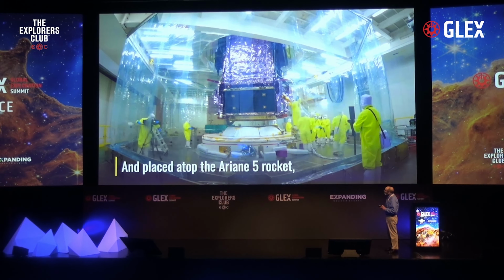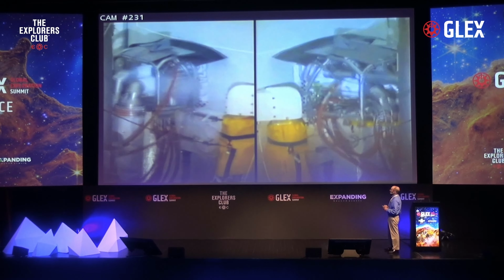And here we're integrating the fairing or nose cone of the rocket. And then the rocket is rolled out to the launch pad on a crawler vehicle. It actually moves much slower than that. You could walk alongside it. And then we got it out there, we launched it.